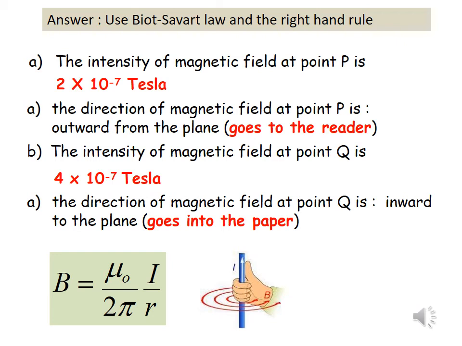And for point Q, the intensity of magnetic field at point Q, again using the Biot-Savart law, B is equal to mu naught I divided by 2 pi r. R for point Q is different as compared to point P. So putting all those numbers in, we end up with a magnetic field intensity of 4 times 10 to the minus 7 Tesla. And again, using right-hand rule number 1, you can determine the direction of the magnetic field at point Q. The direction is inward to the plane, or goes into the paper.